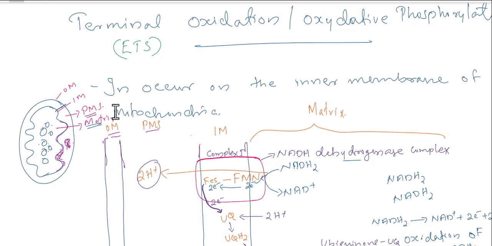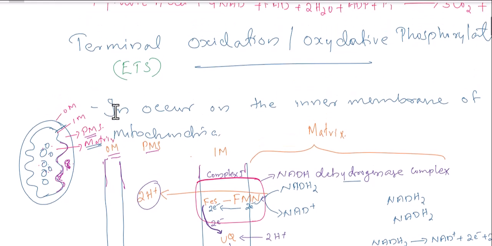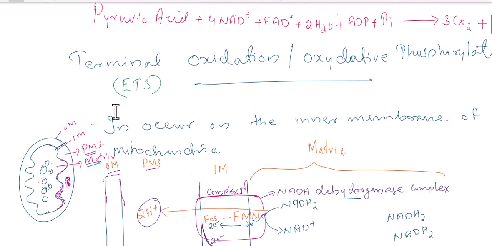Terminal oxidation, or oxidative phosphorylation. So what is meant by this terminal oxidation? Otherwise we also term it the electron transport system, ETS. It is a metabolic process occurring on the inner membrane of the mitochondria. It's the last step of aerobic respiration. Terminal oxidation is the last step of aerobic respiration.